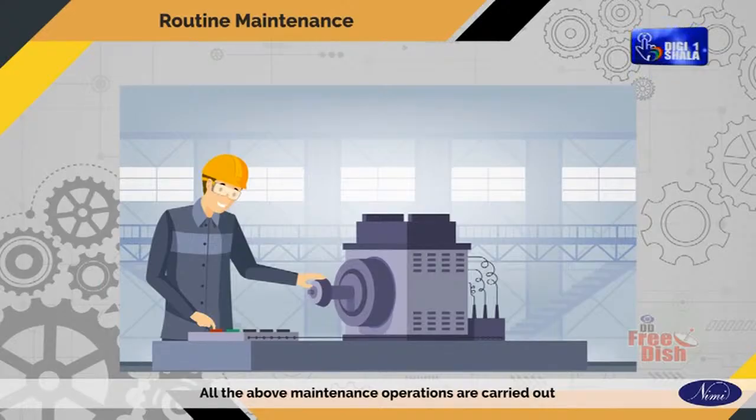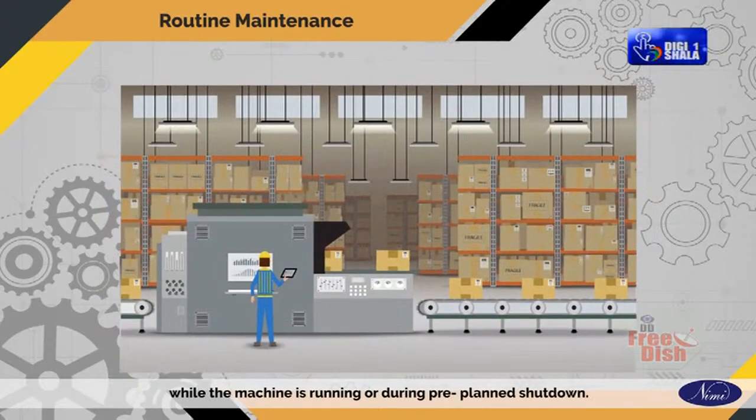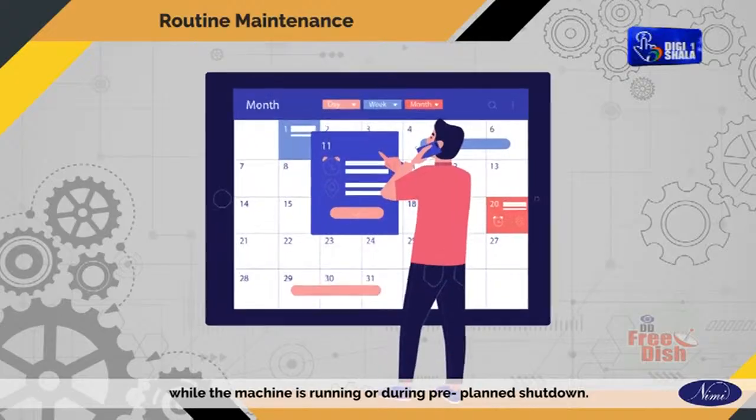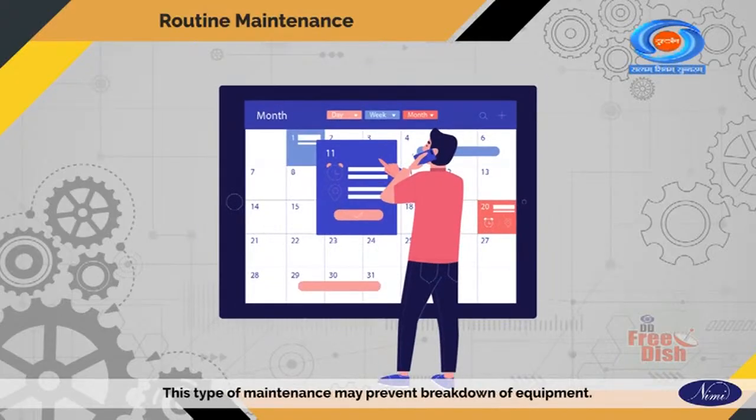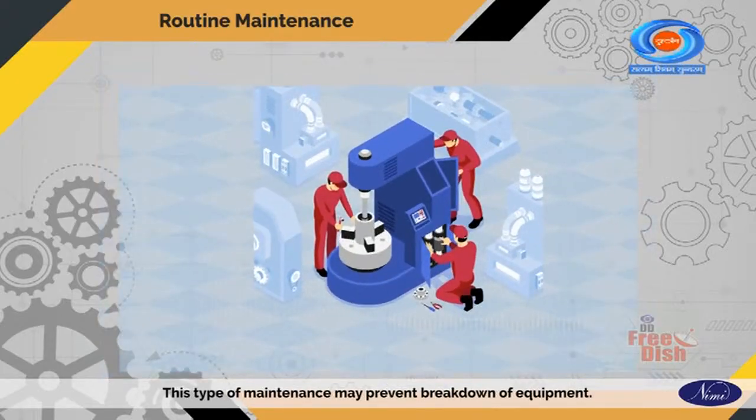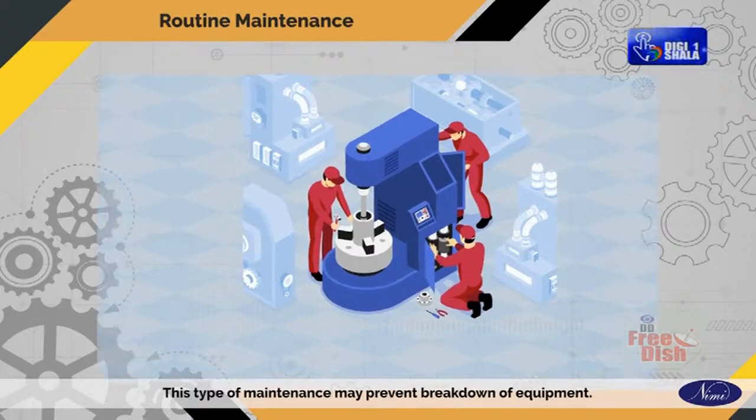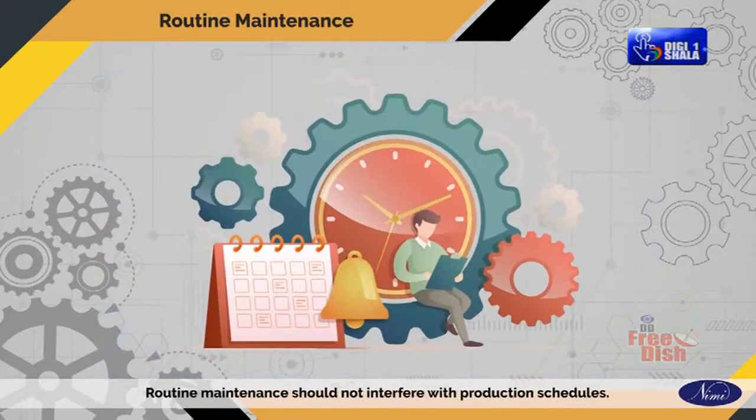All the above maintenance operations are carried out while the machine is running or during pre-planned shutdown. This type of maintenance may prevent breakdown of equipment. Routine maintenance should not interfere with production schedules.